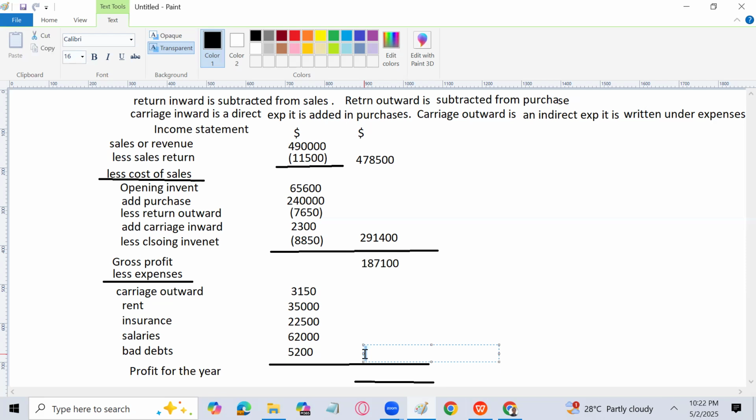So 3150 plus 35,000 plus 22,500 plus 62,000 plus 5,200 is going to be 127,850. Now I will subtract it out of gross profit. I am going to subtract the total of expenses, and I will find the profit for the year, which is 59,250. So that is going to be the profit for the year. And this is how we have prepared our income statement.